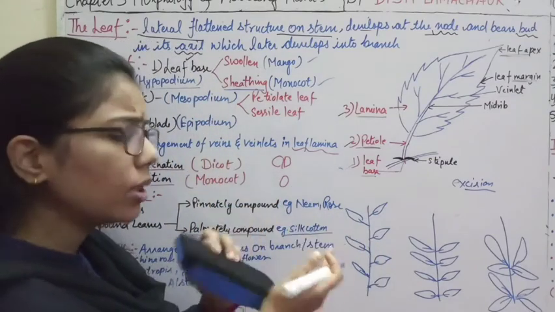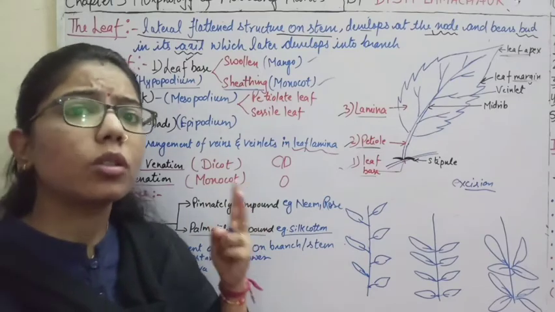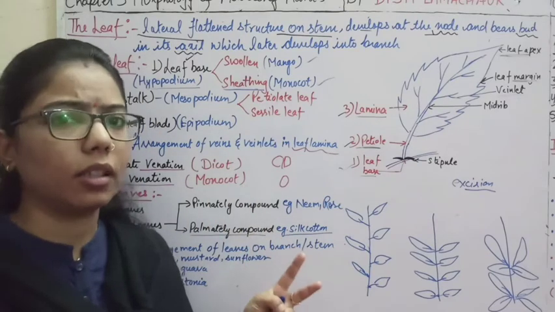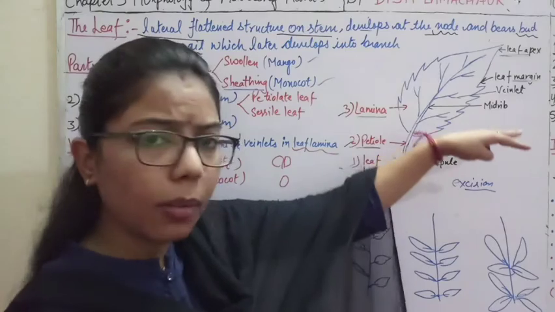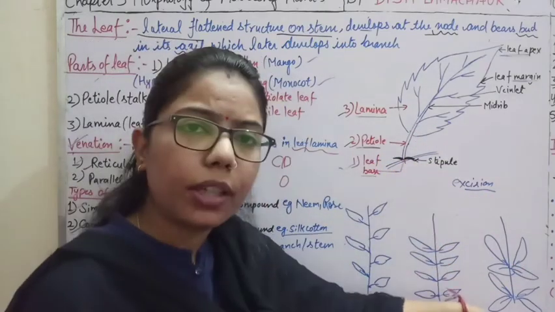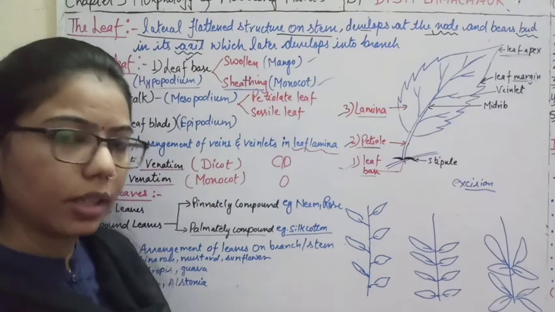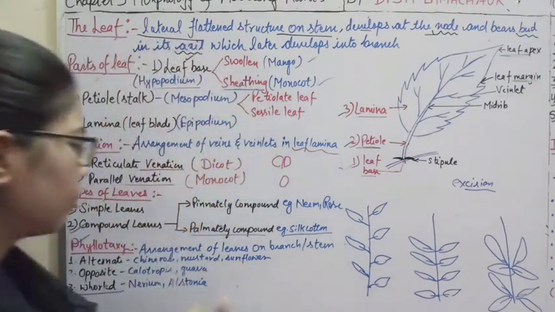In the opposite type, sometimes we have divided it into two parts, superimposed and decussate. If you see from above in the superimposed type, you will not be able to see each and every leaf. Why? Because they are superimposed on each other. So here we will discuss examples.